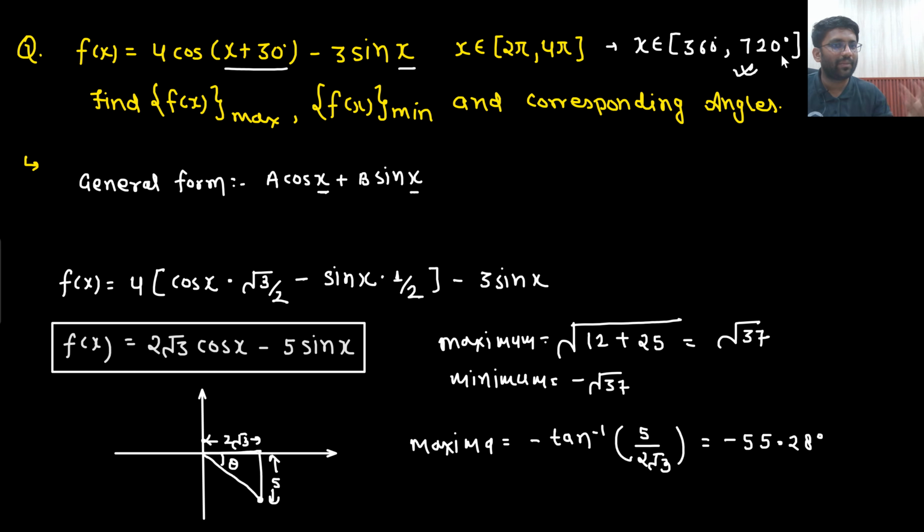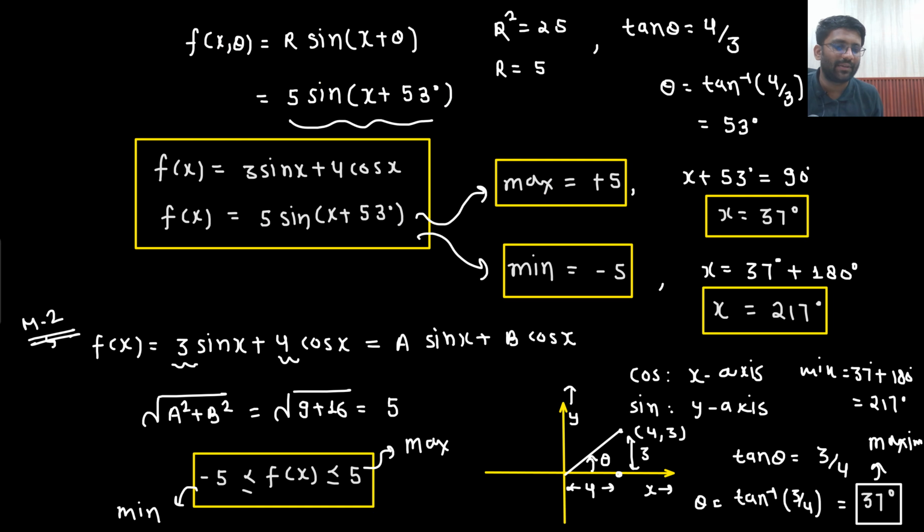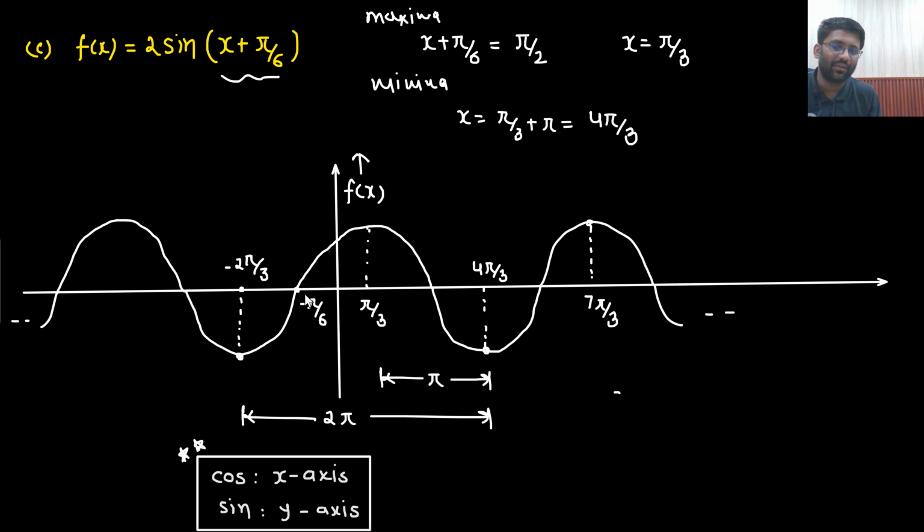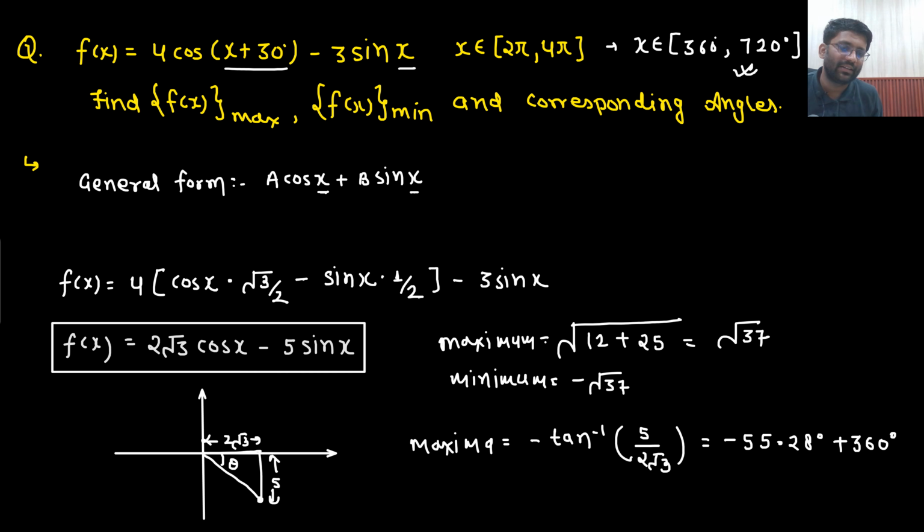Things will keep on repeating after every 360 degree. So if I add 360 degree, still I will not reach here. You know that maxima is there, and this maxima will keep on repeating after every 360 degree. So this is minus pi by 6, and here pi by 3 and 7 pi by 3. That means it is repeating after every 2 pi, or every 360 degree.